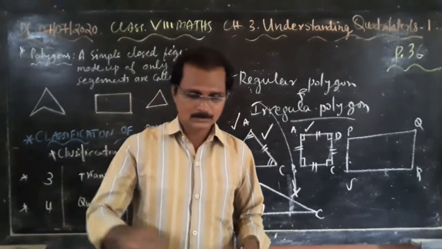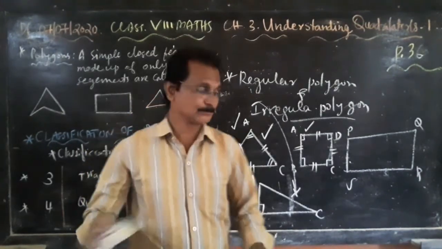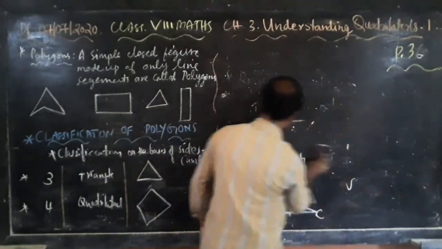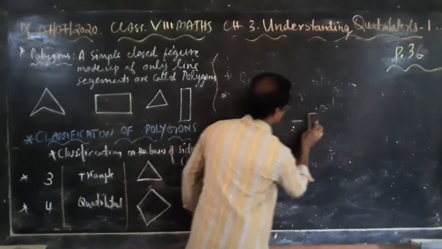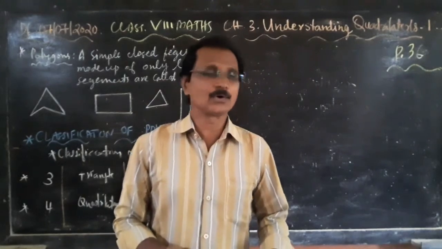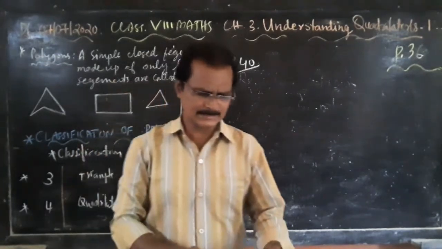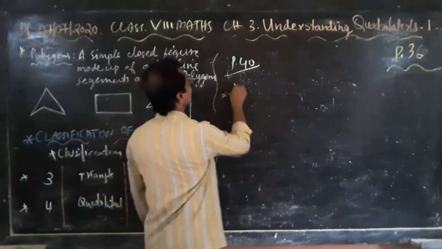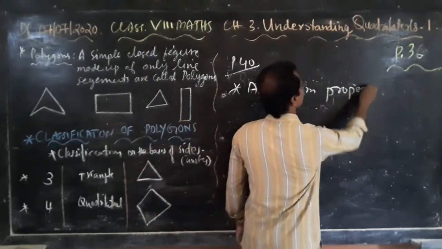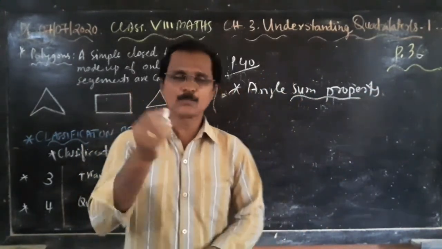Okay. Now again, please turn to the next page, page number 40. You can conclude with this property, the angle sum property. What is this angle sum property? This is very important. Only two points are there. Please write down the heading, angle sum property. The two points to remember.